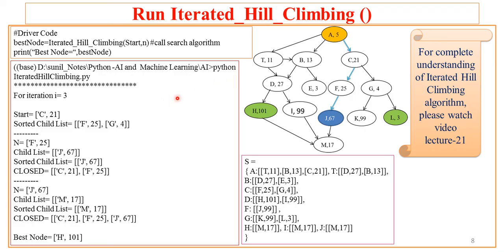In this case, the random function has chosen C as the randomly picked candidate solution, and that is given to the initial start node. Now C is the start node. What are the children of C? For C there are two children, F and G, with heuristic values 25 and 4. So that list is sorted. Now F is the front node, which is picked as the current node, and the child of F is J, which is the only child for F, with heuristic 67. So that is taken, which is sorted, and that is picked.